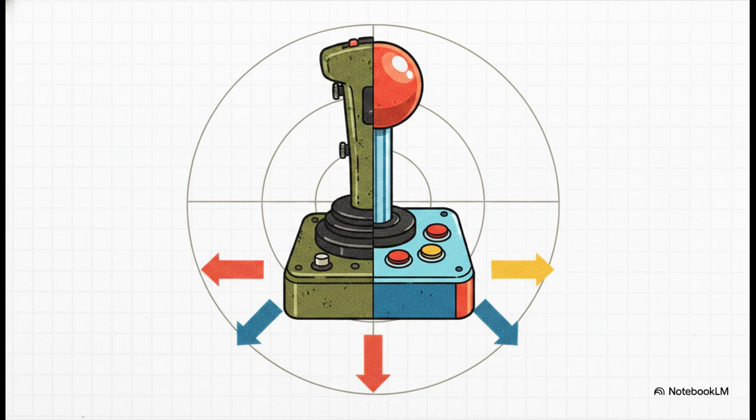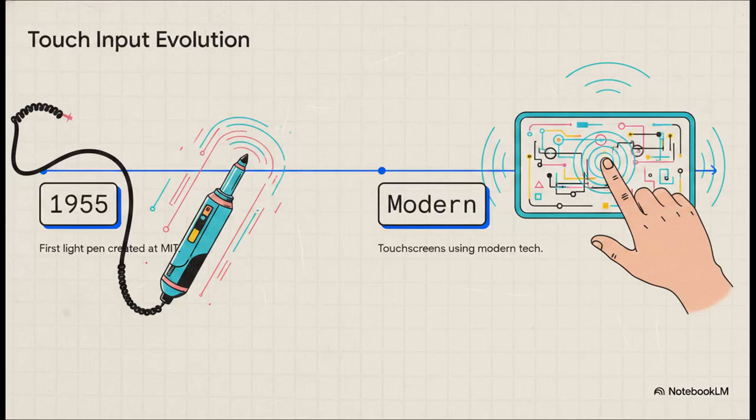And what makes a joystick fundamentally different from a mouse is how it handles movement. With a mouse, the cursor only moves when you physically move the mouse. But with a joystick, the cursor just keeps moving continuously in whatever direction the stick is pushed as long as it's held away from its center position. Pretty cool distinction.